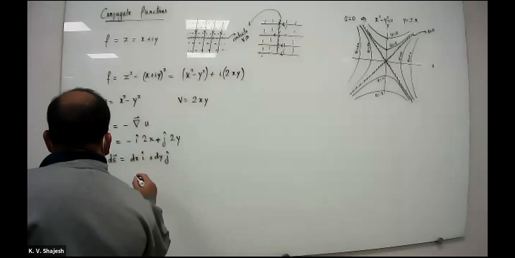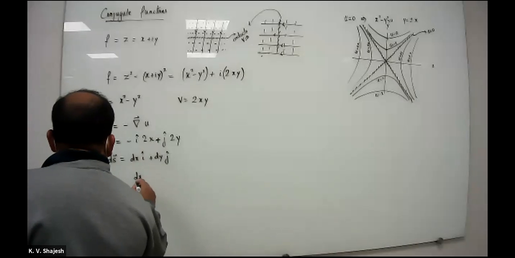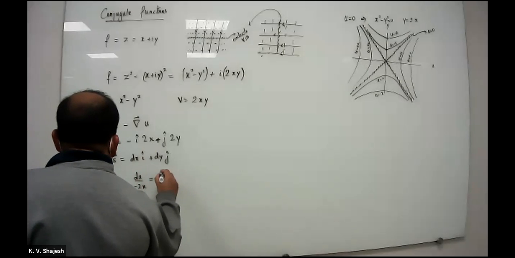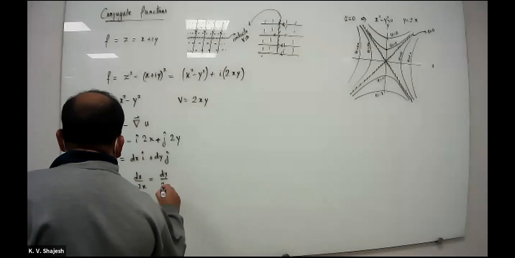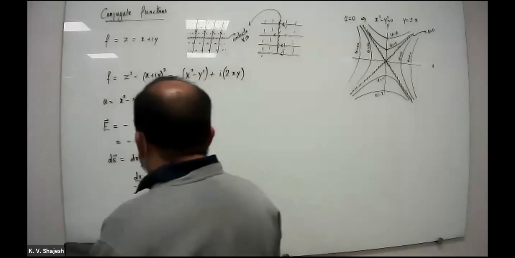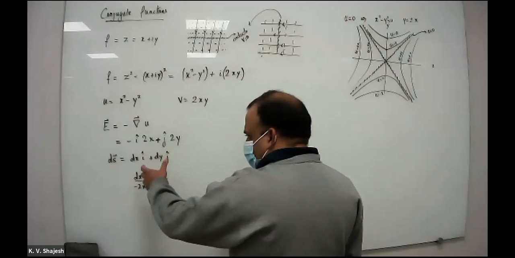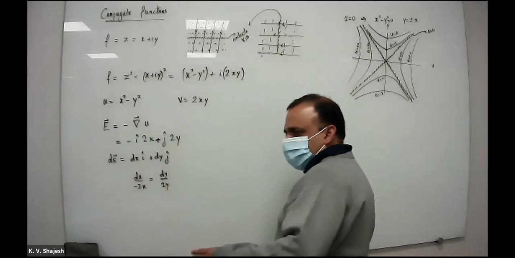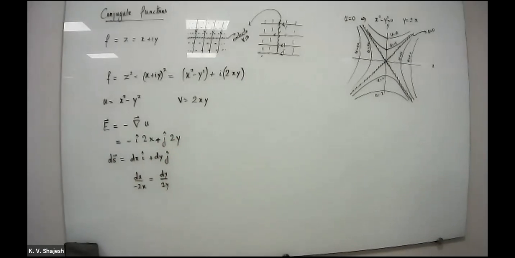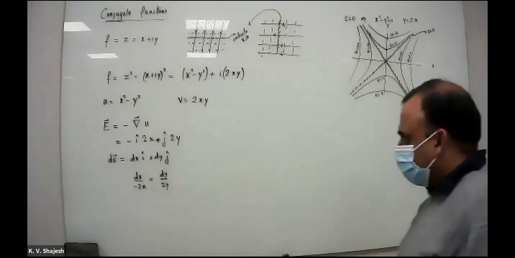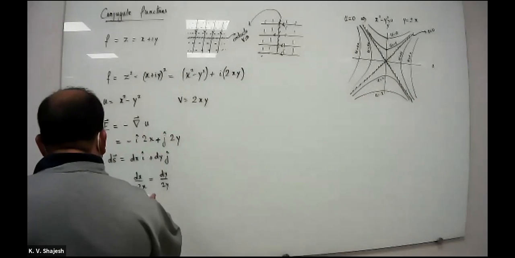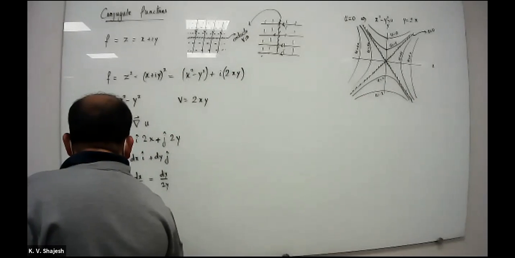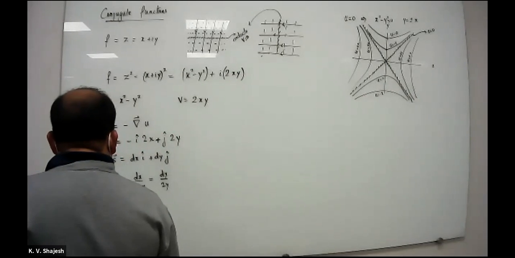Of the electric field. So this is dx over minus 2x has to be equal to dy over 2y. That means what we're saying is that when we draw electric field lines, we draw it in such a way that at each point the electric field itself is tangent to those lines. So this gives us what is this out here?